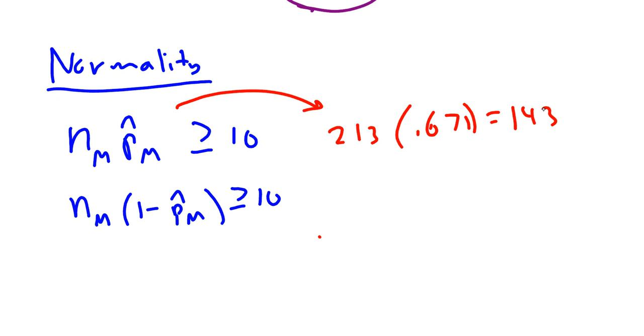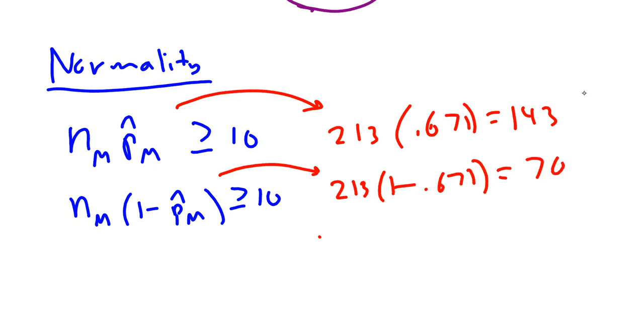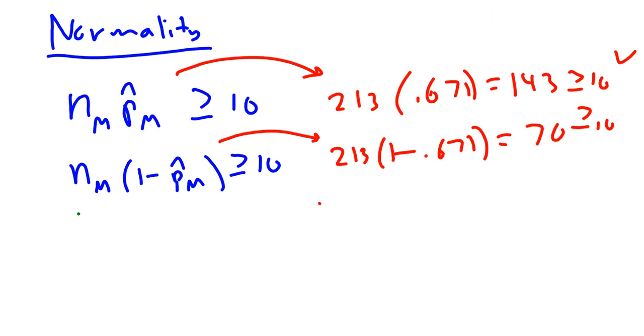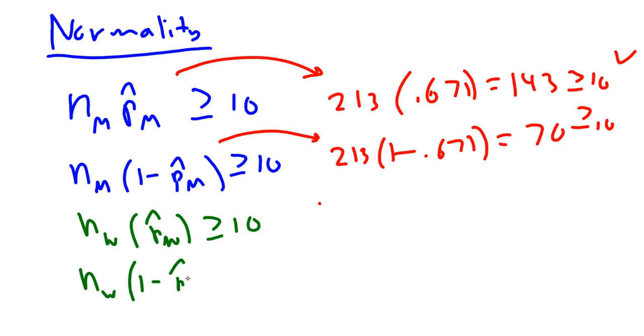And then if you do the bottom one, you get 213 times 1 minus 0.671. And that's just the other 70 men. Luckily for us, both of these things are greater than or equal to 10, so you can check that off. And now you have to go do the same thing for the women. So the number of women times p hat of the number of women has to be greater than or equal to 10. And the number of women times 1 minus p hat of the number of women also is greater than or equal to 10.